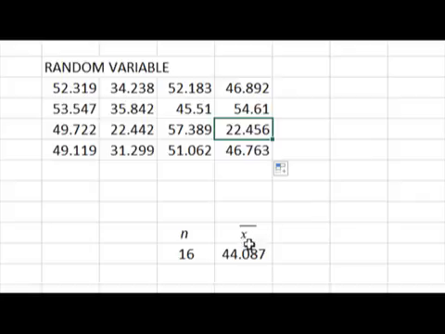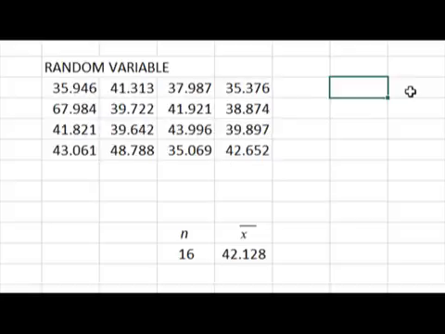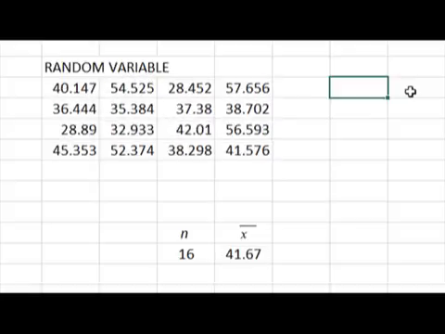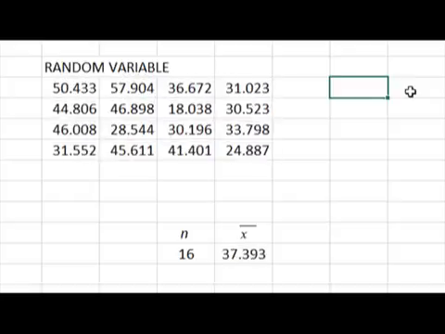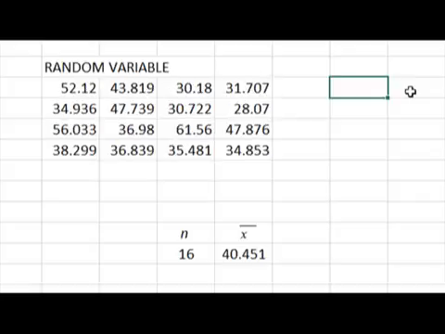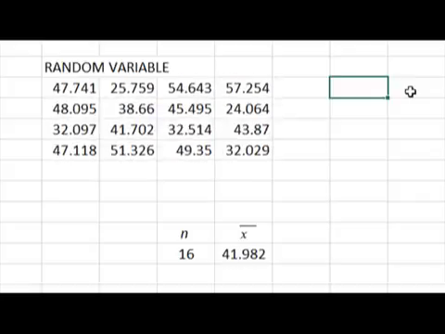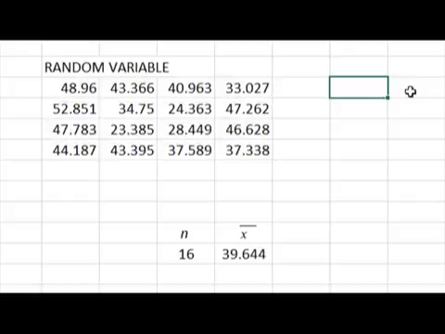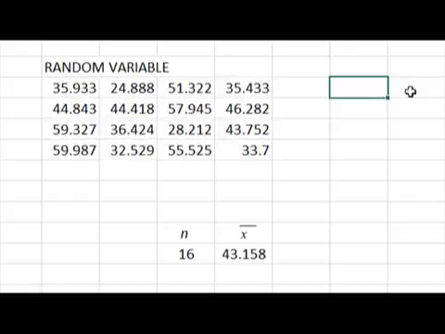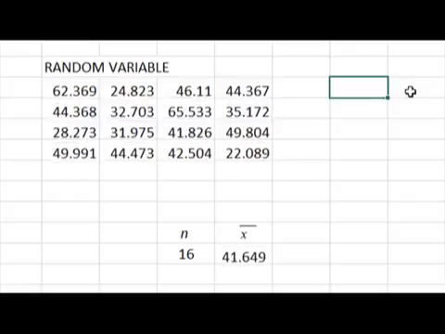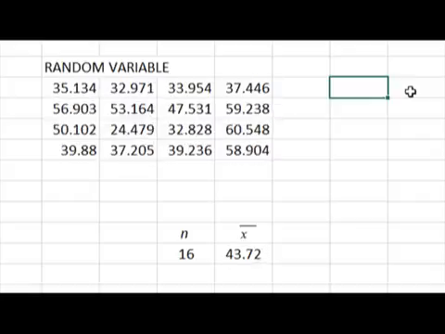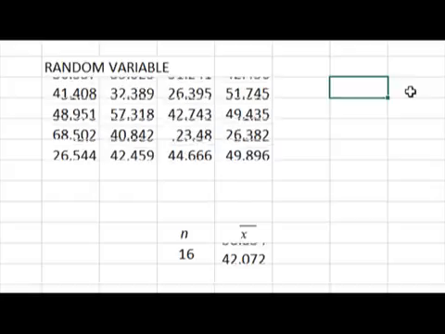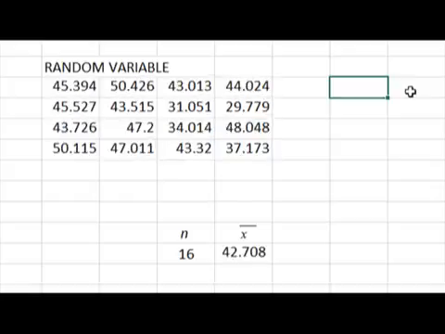But watch the behavior of x bar as I regenerate these values. Some values are below 40, some values are above 40, but very, very rarely are these values of x bar significantly far away from 40. In fact, we haven't found, well, there's a 39. We haven't found any values that are below about 33 or so. And we haven't found any values that are above about, we'll say, 47.